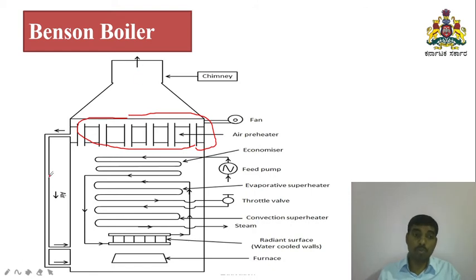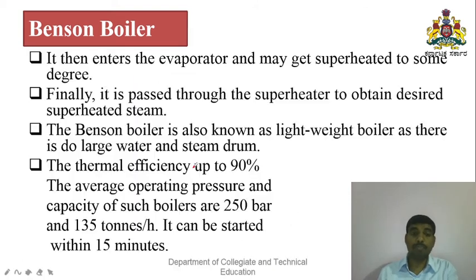So this is how the Benson boiler works. Let's take a glance at how it works. The water enters the evaporator and may get superheated to some degree. Finally, it is passed through the superheater to obtain the desired superheated steam. The final condition is the superheater condition, where we obtain superheated steam.